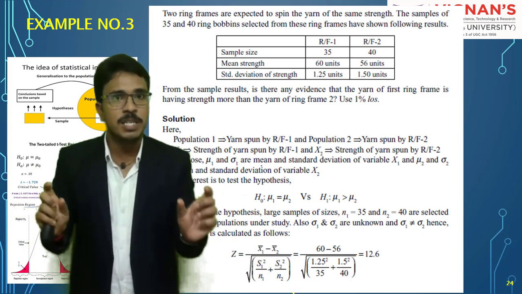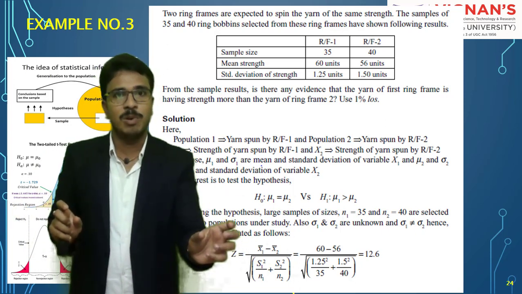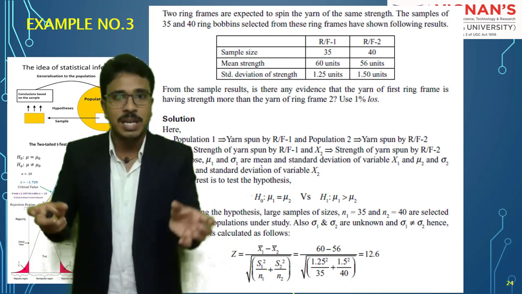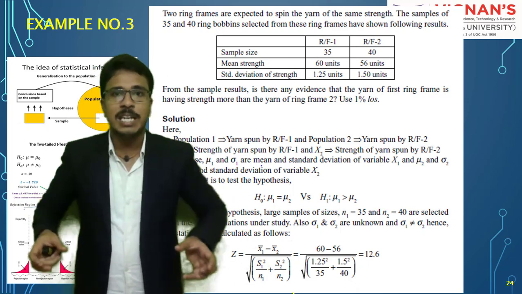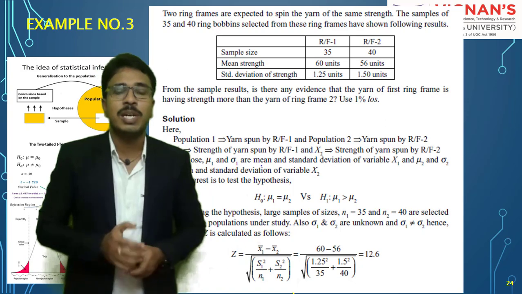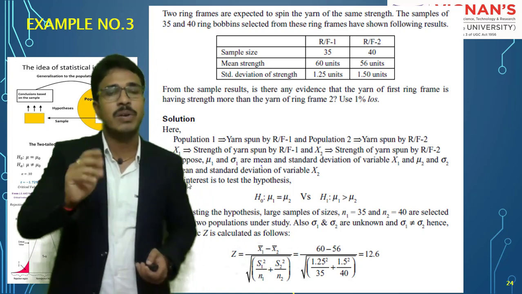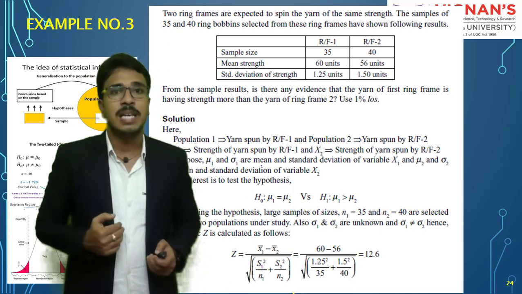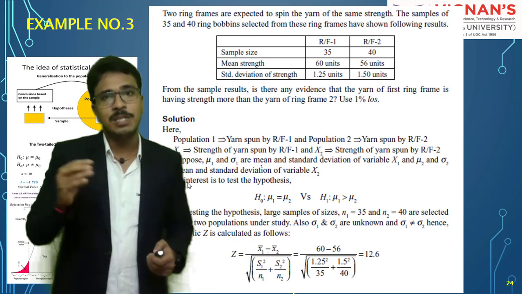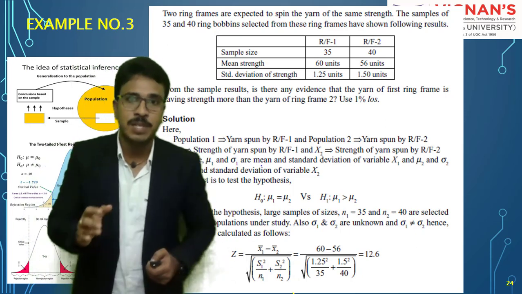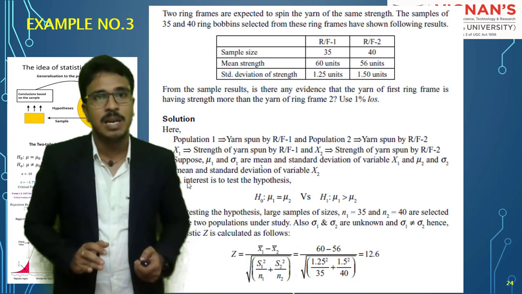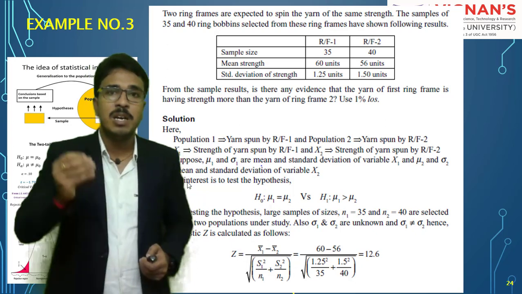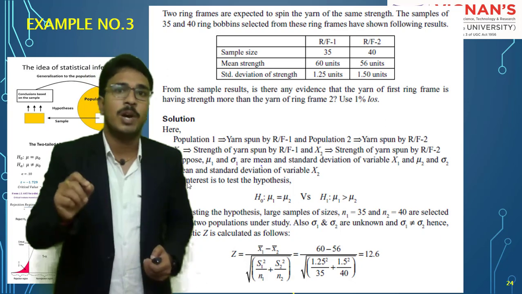So two ring frames are producing yarn of the same strength, and obviously two populations are there. Ring frame 1 is one population, ring frame 2 is the other population, and from each population they have taken a different sample size, with the corresponding results given in this table. The sample size for the first population is 35 and for the second it is 40. The sample mean strength is 60 for the first and 56 for the second, and the standard deviation of strength is 1.25 for the first sample and 1.50 for the second.